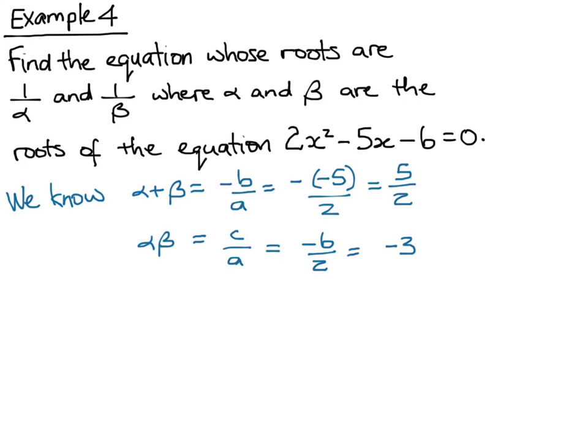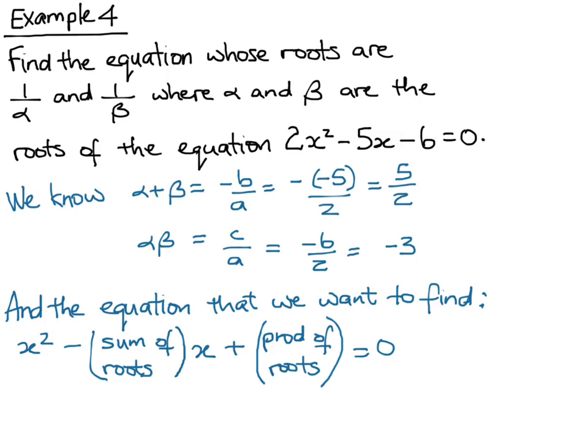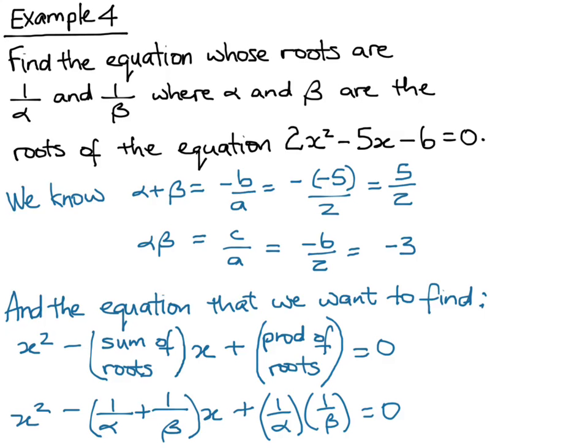So we know alpha plus beta is equal to 5 over 2, and we know alpha beta, the product of the roots, is equal to negative 3. We get that from the equation that we are given. And the equation that we want to find is of the form x squared minus sum of the roots by x plus product of the roots. But in this case, this sum of roots is 1 over alpha plus 1 over beta. And the product is 1 over alpha multiplied by 1 over beta.